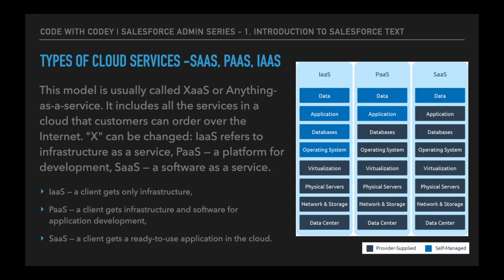If we check the image on the right, with SaaS, software as a service, you just need to give the data, and the application, database, operating system, virtualization, physical server, network, storage, and data center will all be managed by the provider. You just need to take care of the data. If we talk about platform as a service, you need to provide the data and application, and the rest will be on the cloud. And again, with infrastructure as a service, data, applications, database, and operating system will be self-managed, and virtualization, physical server, network and storage, and data center will be provided by the cloud.